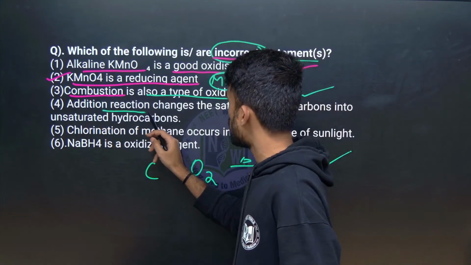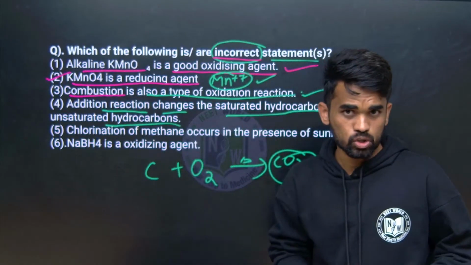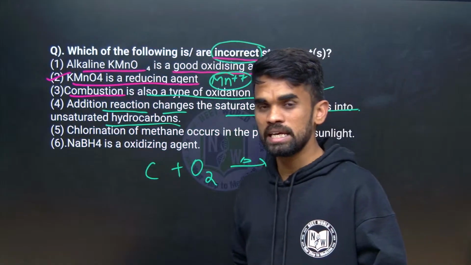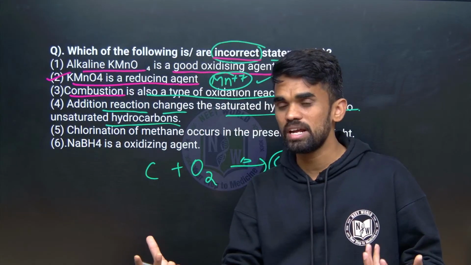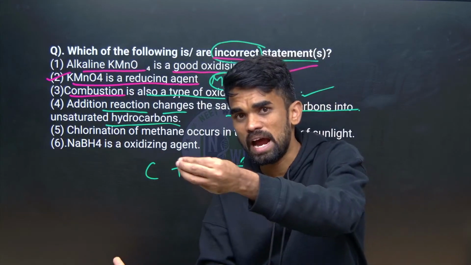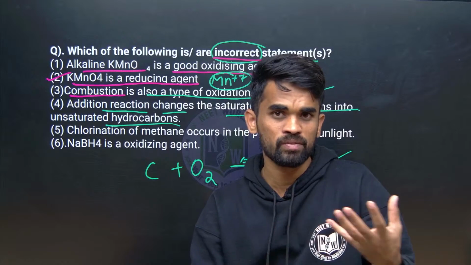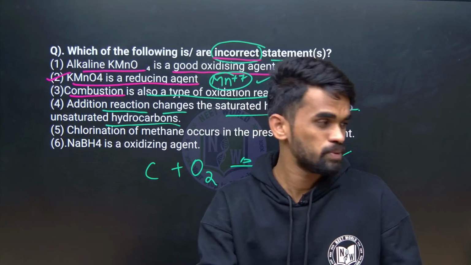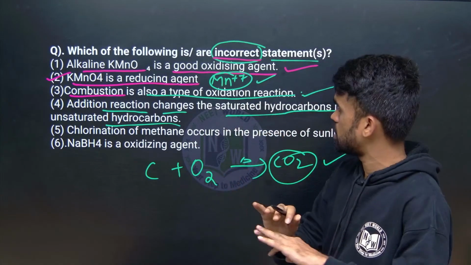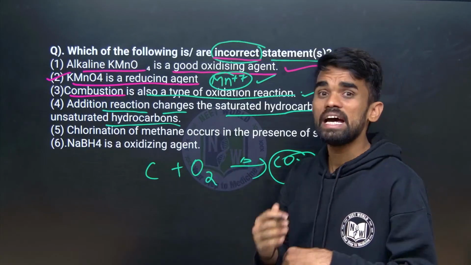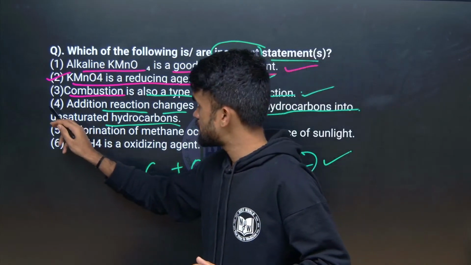Addition reaction changes a saturated hydrocarbon into an unsaturated hydrocarbon. Is it true? See, saturated means what? We have alkanes. Unsaturated means alkenes and alkynes. Now in addition reactions, we will be adding some reagent to the substrate, to the hydrocarbon, so that it will be converted into a saturated one. An unsaturated species converts into a saturated one, but they have given it in the reverse manner. Saturated is converting into unsaturated. This is not the case. This happens in elimination reactions but not in addition reactions. Okay, so I hope it is clear. So this is also an incorrect one.